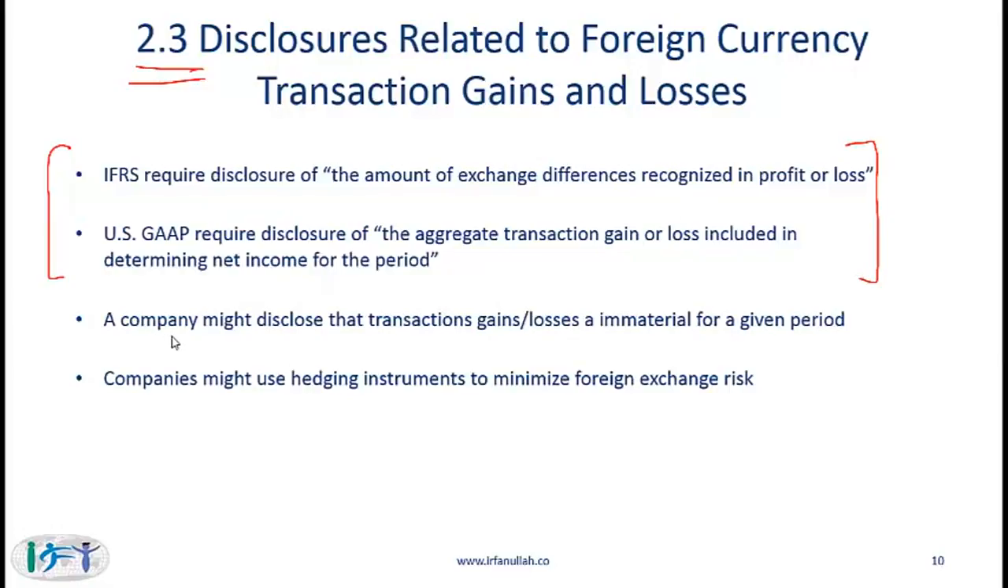A company might disclose that the transaction gains and losses are immaterial for a given period. This might happen if the gains and losses cancel each other out. There might also be a situation where in a given period the foreign currency transactions are extremely few. Some companies might use hedging instruments to minimize foreign exchange risk. If this does happen, then the company needs to disclose what hedging instruments are being used.